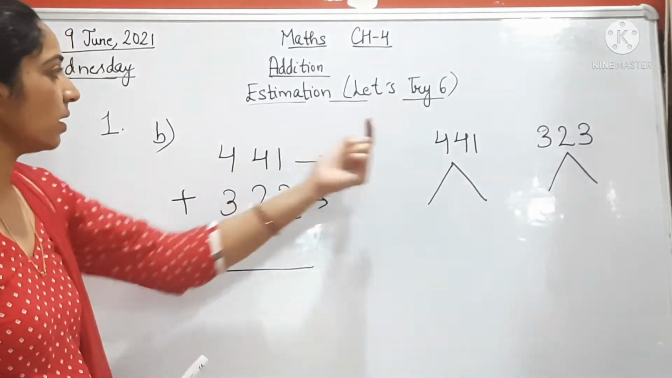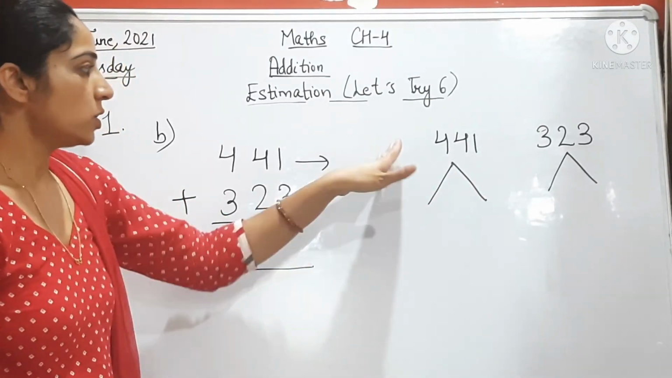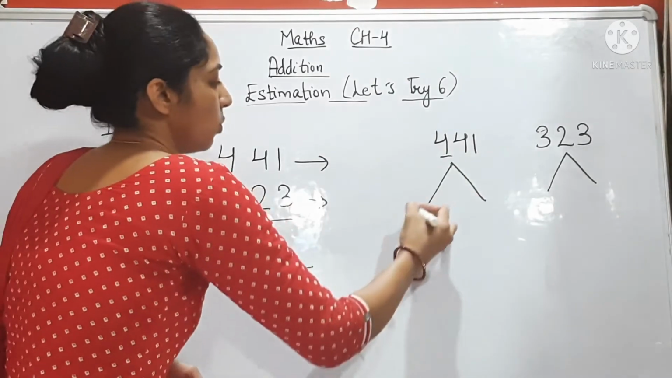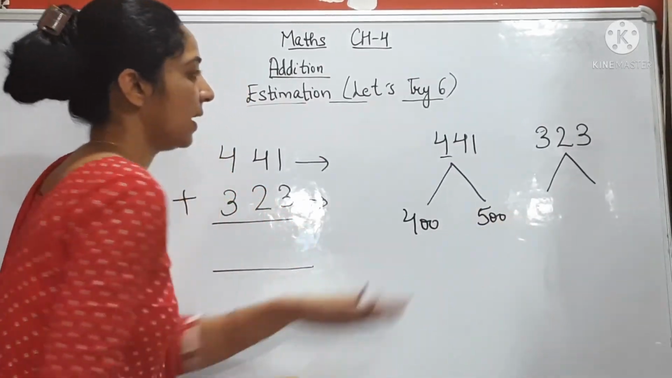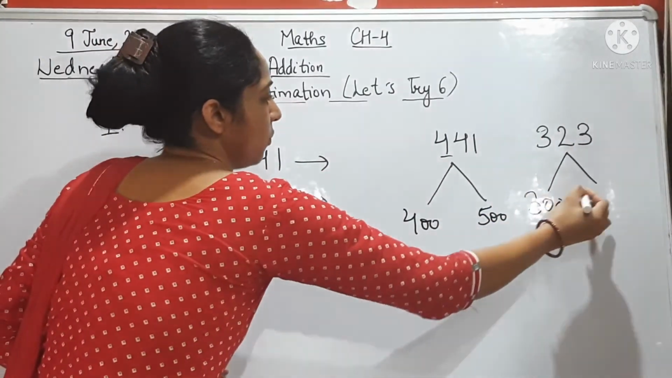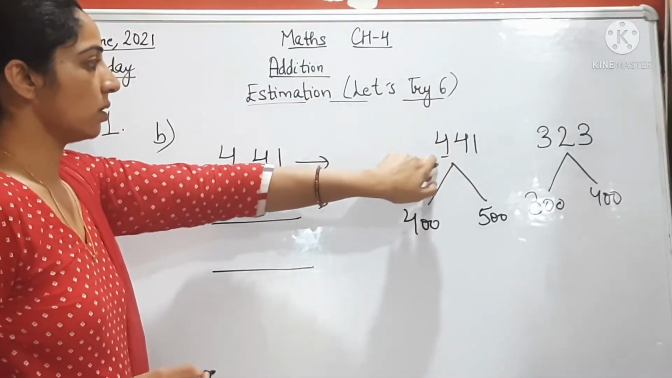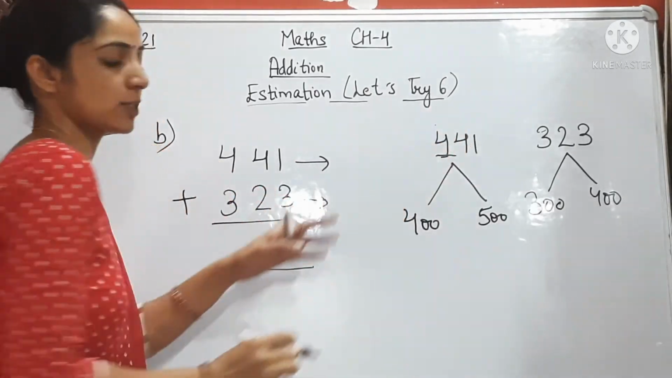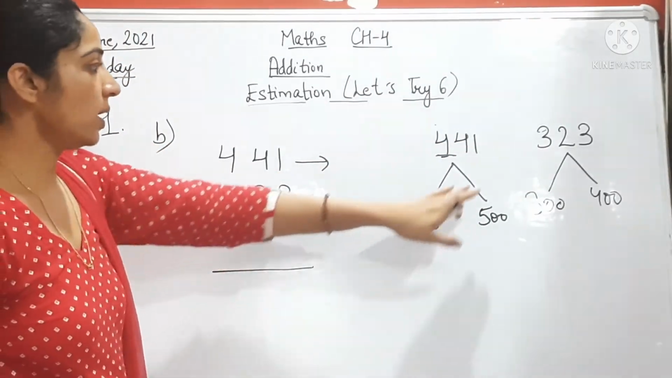Okay, so let's start. First number or first addend is 441. Okay, so it lies between 400 and 500. Then 323, it lies between 300 and 400, right? Because we have to round off its 100 place. So 100 place, जिस भी place पे आपको round off करना है, so you have to write that number here.